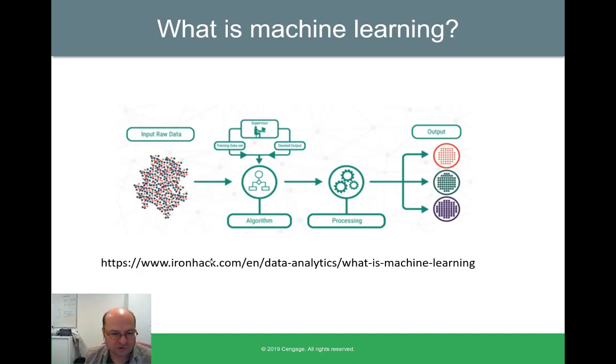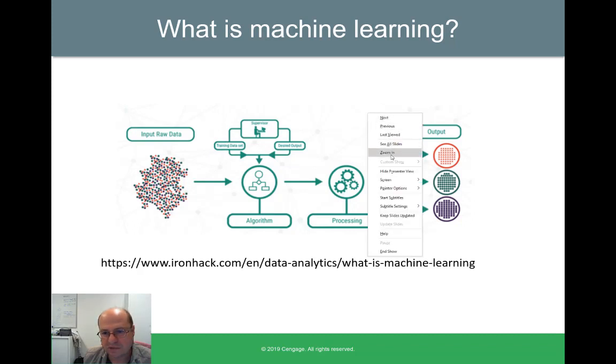machine learning is. And I point you to this article that explains in a very simple way what a machine learning algorithm is. But in a nutshell, you have a bunch of data, input raw data, of certain categories. This is a good picture because you have red dots, green dots, and purple dots. And then you have this algorithm, and the algorithm is trained with a training set, given the desired output.